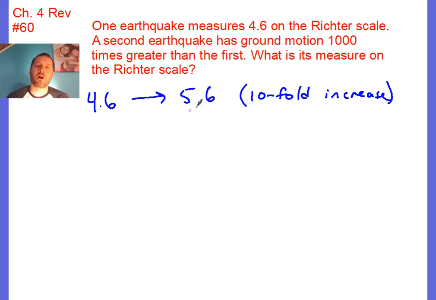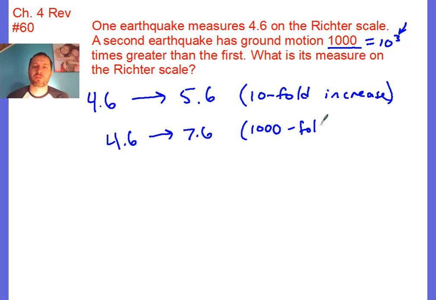So if you want to go 100-fold, you'd go up 2 full numbers on the Richter scale, from 4.6 to 6.6. And if you want to go 1,000-fold, if you want to get 1,000 times greater than the first, then you're going to go up 3, that exponent on 10 right there, 3 numbers on the Richter scale. So from 4.6 to a magnitude of 7.6 is a 10 to the third, or 1,000-fold increase.